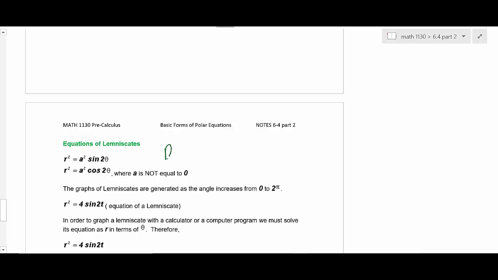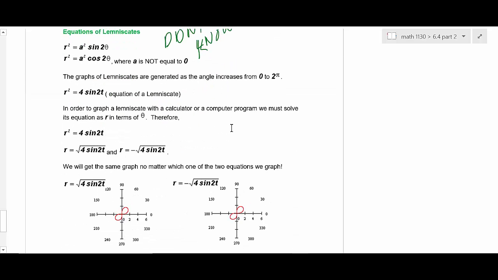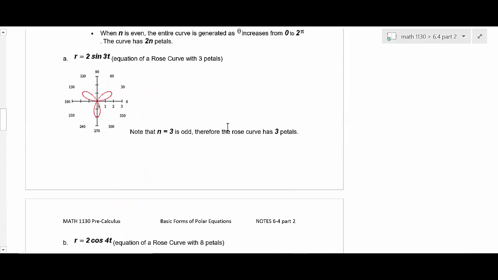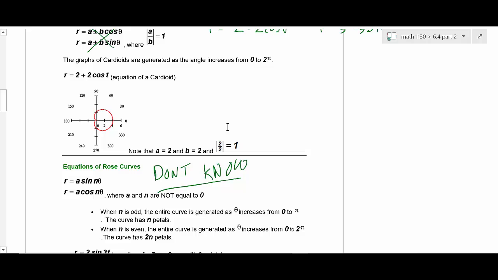Lemniscates, you don't have to know that. We did a couple of lemniscates today, so you don't have to know those equations. And let's see, that's it. So the main things you want to know are the circles, the structure of the cardioid, and the structure of the limacon. Is everybody good with that?